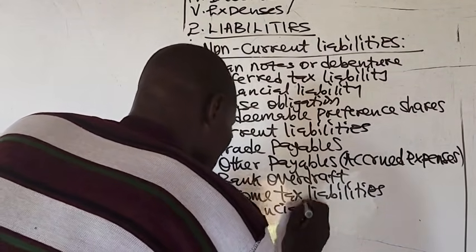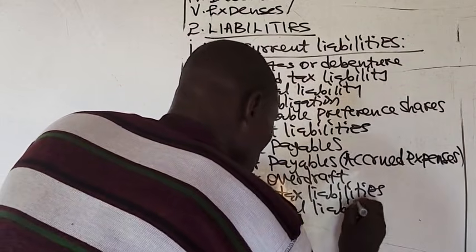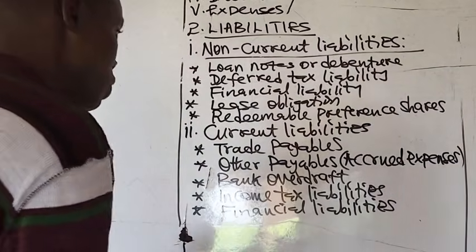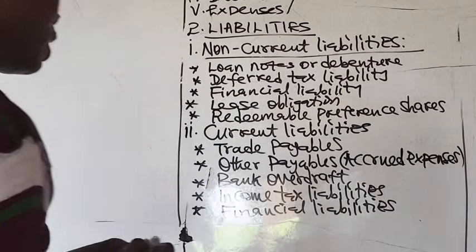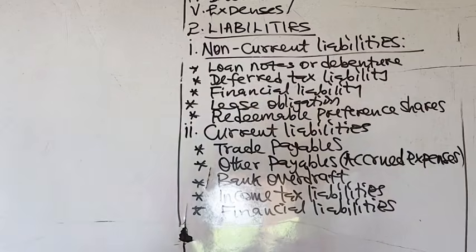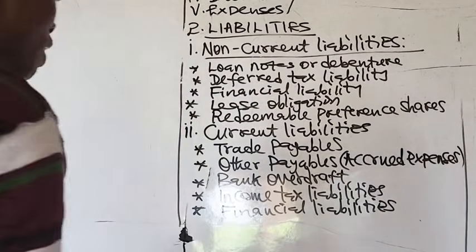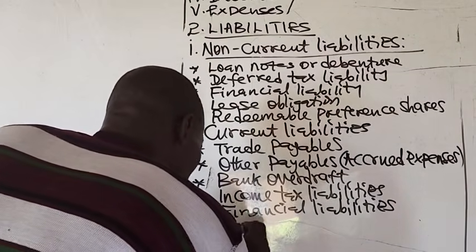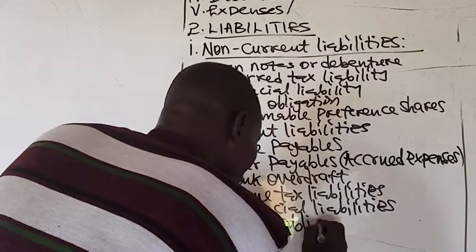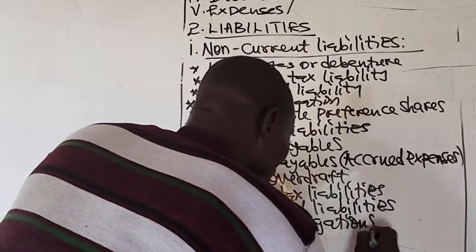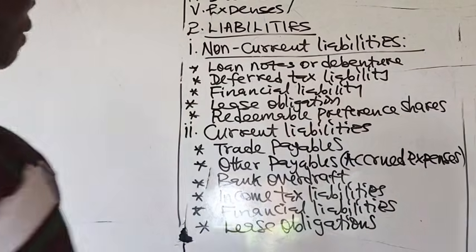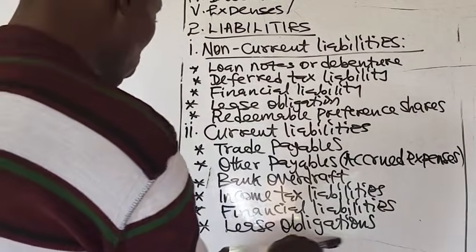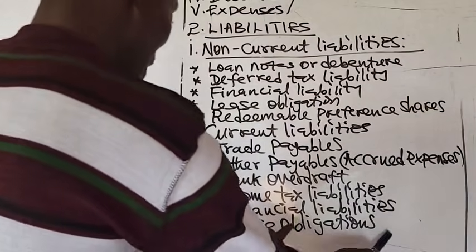Financial liabilities, those ones that are due for settlement within 12 months, the current portion of it. We have financial liabilities under non-current, those ones that will not be settled within 12 months, while those that will be settled within 12 months, we have them as current liabilities. Then we also have lease obligations. Those lease obligations that are not due for settlement within 12 months, we have them as non-current, while those that are due for settlement within 12 months, we have them as current liabilities.